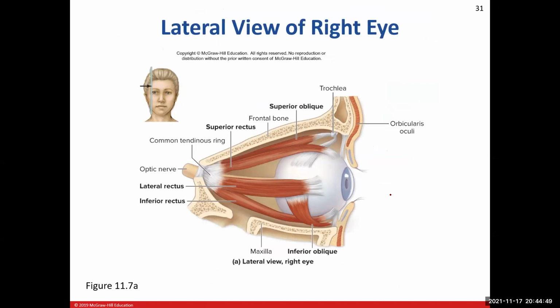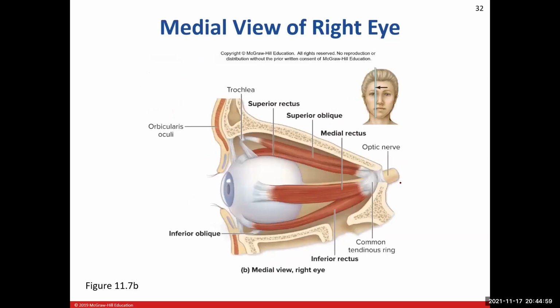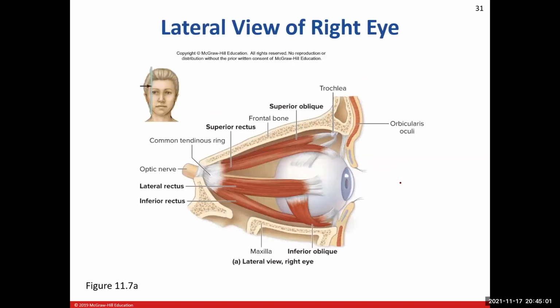All right, so here we're looking at some of the extrinsic muscles of the eye. And there are 7 of them. We're going to talk about a couple of them today. Here is the lateral view, and you can notice you have a couple of muscles here. You have a muscle on the side of the eye called the lateral rectus. The one underneath is the inferior rectus. The one on top is the superior rectus.